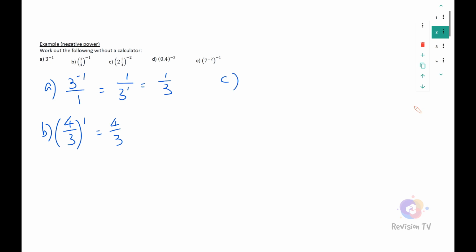C, it's a mixed number, so we change it to an improper fraction first. 2 and 3 over 4. If you don't remember how to change it to improper, what do you do? Times and add. Since it's a grade 6 topic, you should know how to change it to improper. 4 times 2 is 8. 8 plus 3 is 11, so it'll be 11 over 4 to the power of -2. To deal with the negative in a power, we flip the fraction, so it becomes 4 over 11 to the power of 2.